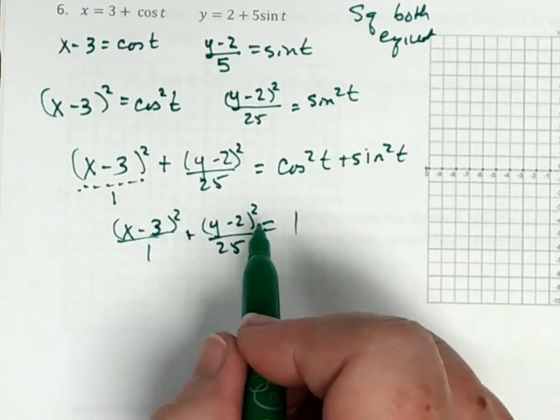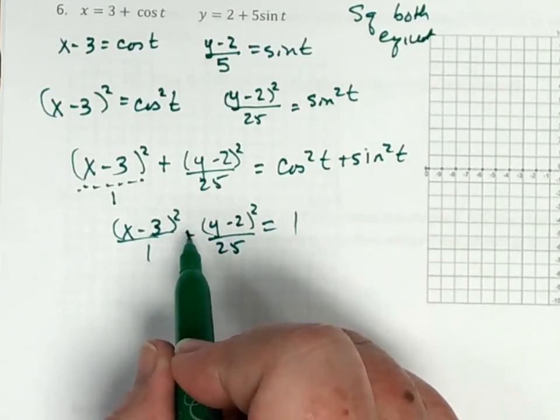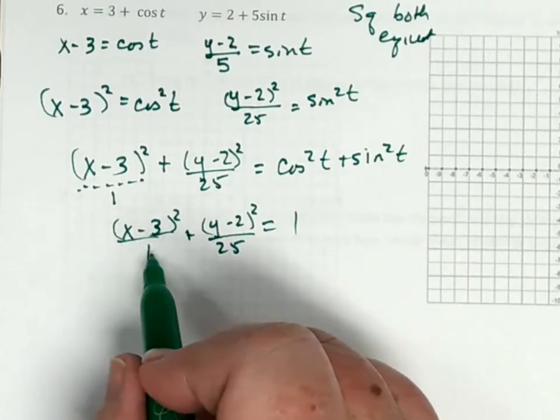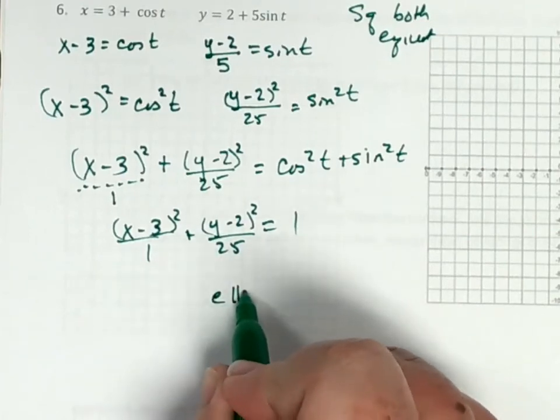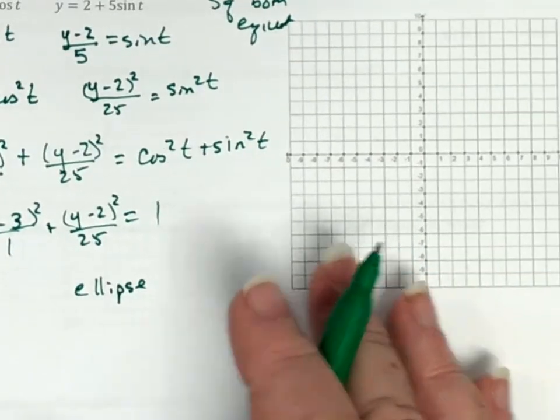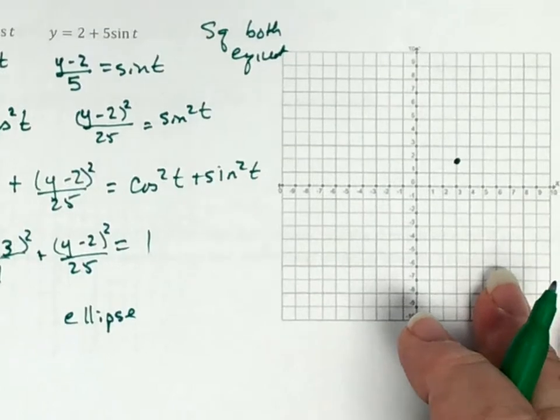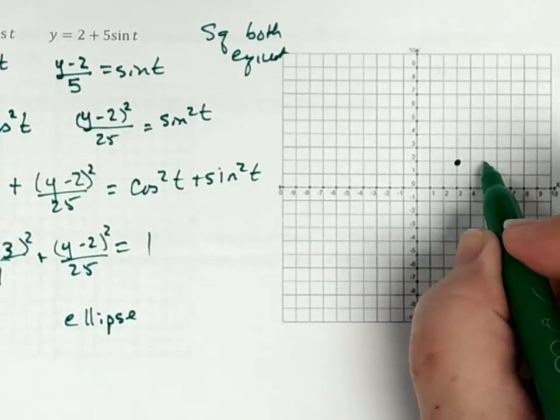Are both terms squared? Yes. Are they subtracted? No. Are the coefficients the same? No. This one has a coefficient of 1. This one has a coefficient of 1/25. We know we have an ellipse. It's wider than it is tall. Its center is at 3, 2. Okay? It has a width of 5 in either direction.